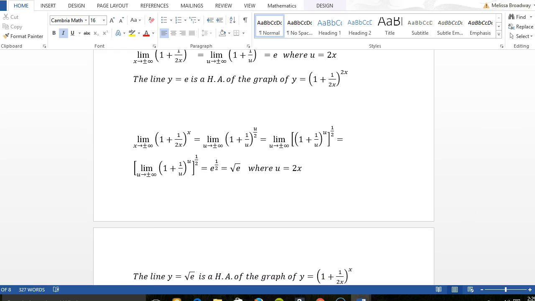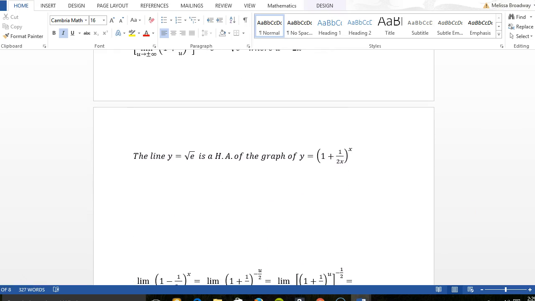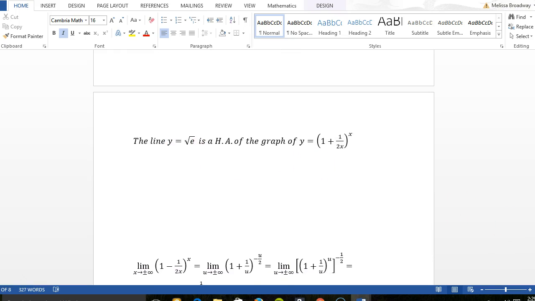And my time is short. So y equals the square root of e. That's a constant horizontal line. That's my horizontal asymptote for this guy.